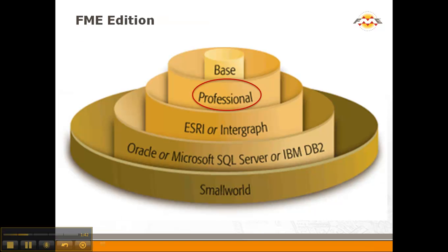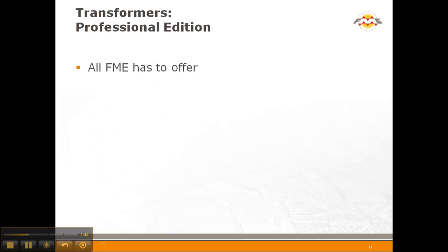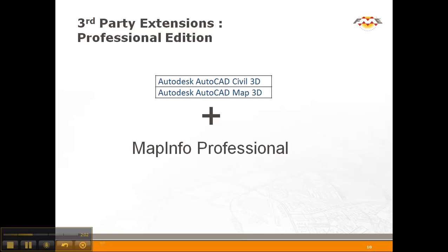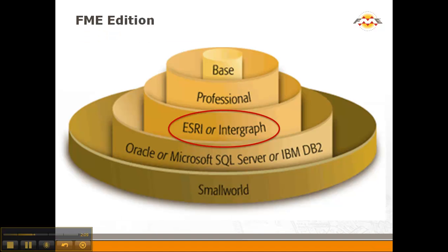The next tier is the Professional Edition. At this and all subsequent tiers, you receive all of the transformers available within FME. You'll also have access to all the base edition formats, plus raster and point cloud support, full PostGIS database support, non-spatial database support, and spatial database reading. As well, at the professional level, we offer an additional integration into MapInfo Professional.